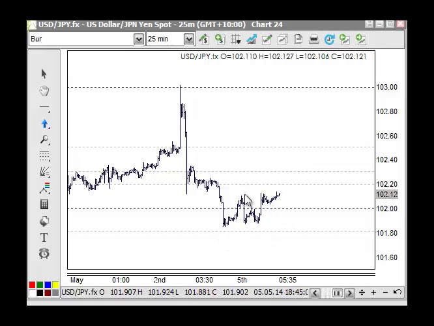I mean, the A, the B, and the C here may just be the A wave, then a B, then the C moving further up here. So look, the 102 is a retested resistance. Look to short it. The 101.80 here, look to short it, and we'll be looking down at the 100 at that point there.